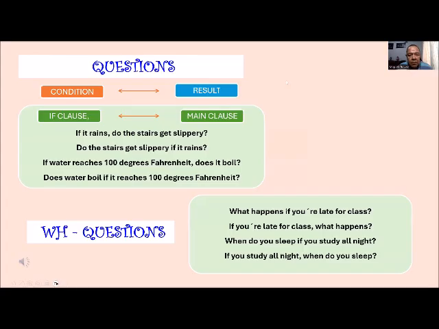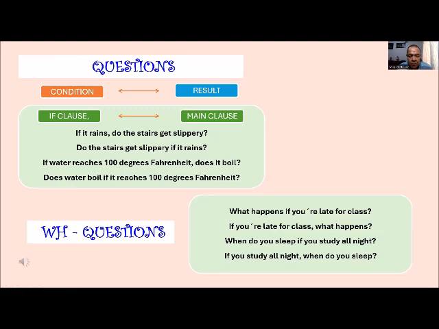Once you have learned how to form affirmative and negative zero-conditional sentences, forming zero-conditional questions is quite easy. These questions invite a zero-conditional response which expresses a general truth. You can form zero-conditional questions by adding the auxiliary verb do or does. For example, if it rains, do the stairs get slippery? Do the stairs get slippery if it rains? If water reaches 100 degrees Fahrenheit, does it boil? Does water boil if it reaches 100 degrees Fahrenheit?